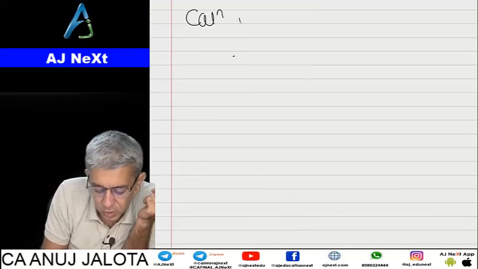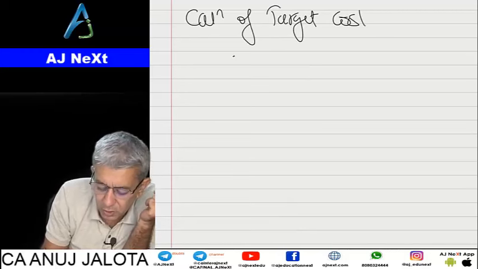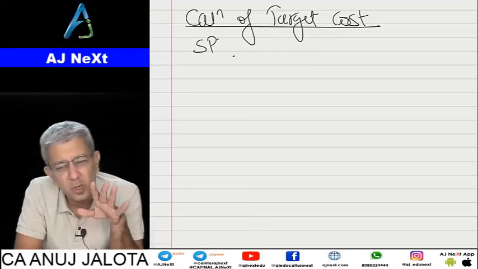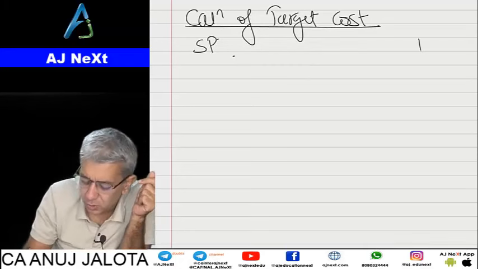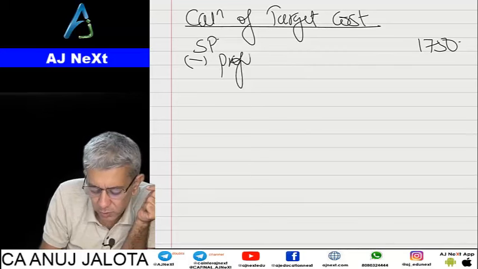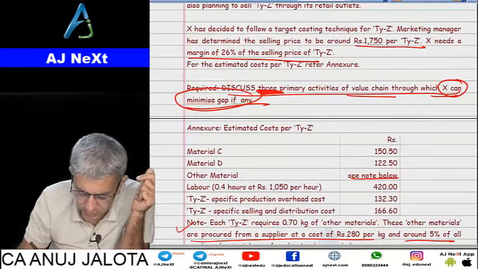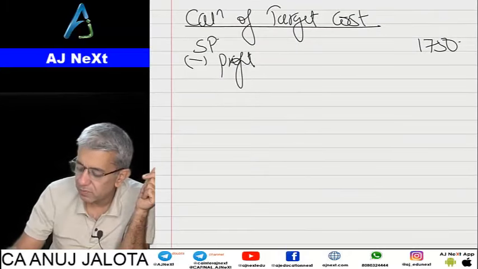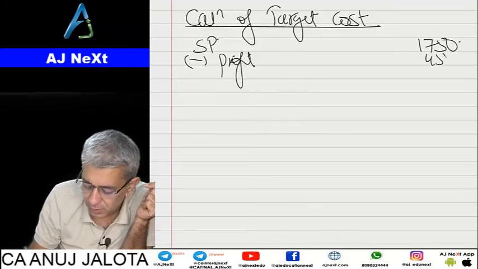So, calculation of target cost. For target cost, what do we want? First of all, the target selling price. You don't need to copy, it's all printed. So this is 1750, less the profit margin we want, which is 26%, as printed over here. So 1750 into 26% comes to 455.